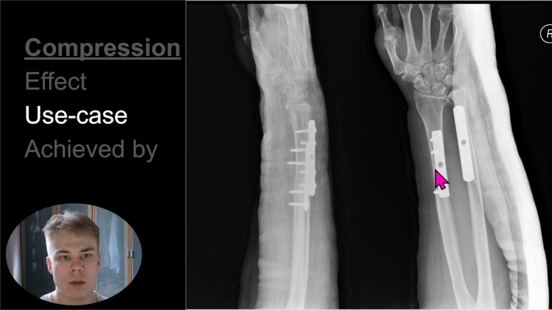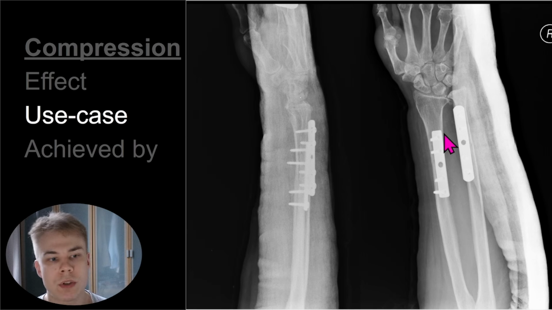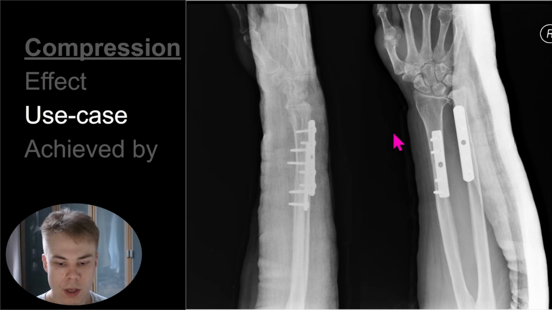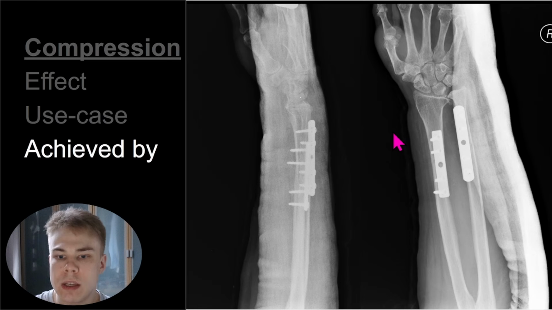And the use case of a compression plate, or a plate in compression mode, is when you need to achieve primary bone healing. So when you need to achieve bone healing that is pretty much perfectly anatomical. And the requirements for primary bone healing are anatomical reduction, interfragmentary compression, and absolute rigidity. And this plate helps achieve the absolute rigidity and, most importantly, the interfragmentary compression, and it also maintains the anatomical reduction. And the way it's achieved is quite interesting.